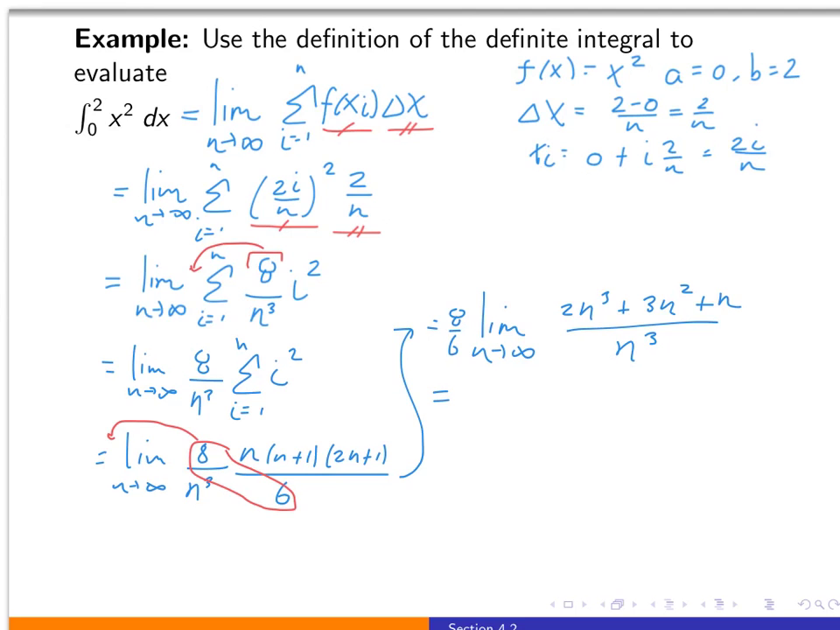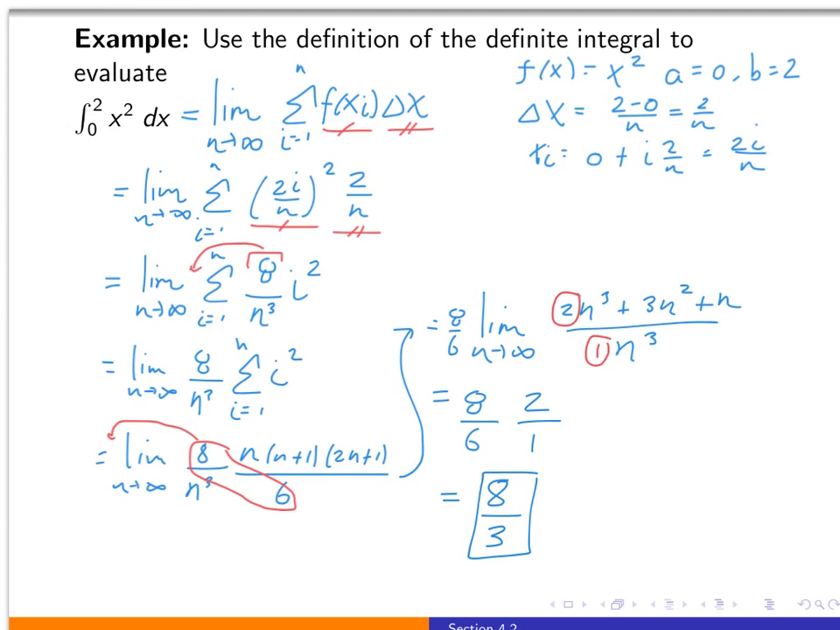And notice what's going on. It's exactly one of these limits I hinted that we would be dealing with a moment ago. It's a limit as n goes to infinity, degree 3 over degree 3. So what we need to do is identify the coefficients of the n cubed term, 2 and 1. And the value of our limit is simply going to be those numbers divided by each other. So the value ends up in this case being 8/3.